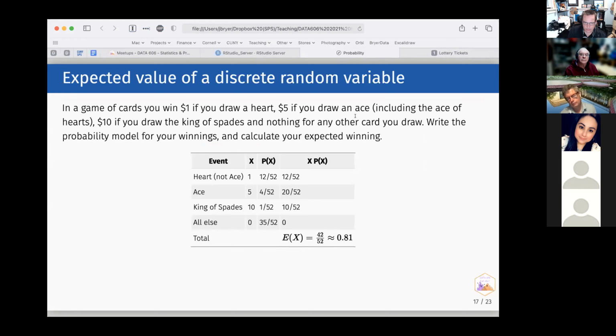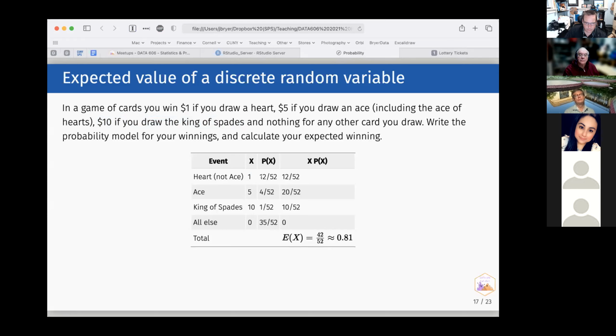So here's a silly little game where in a card game, you're going to win $1 if you draw a heart. You're going to win $5 if you draw an ace, including the ace of hearts, right? And that'll be important, because remember, these need to be disjoint, so we have to account for the fact that aces could also be hearts. And then $10 if you get the king of spades. And if any other card, you get nothing. Okay, so it's nice to write this out in a table. So the event of a heart, not ace, we're going to get $1, so that's the outcome. So we have 1, 5, 10, and 0.